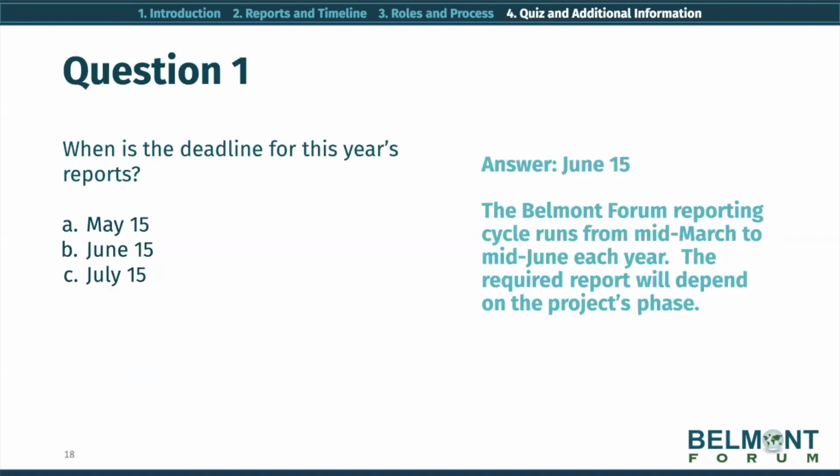The answer is June 15th. The Belmont Forum reporting cycle runs from mid-March to mid-June each year. The required report will depend on the project's phase.